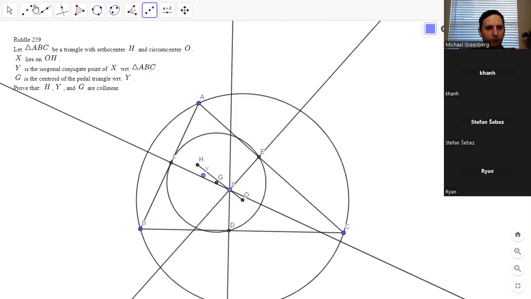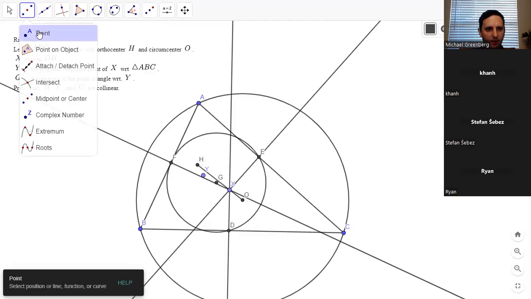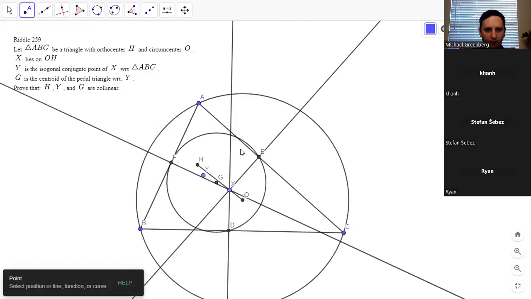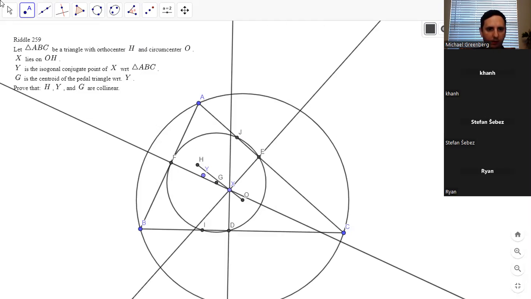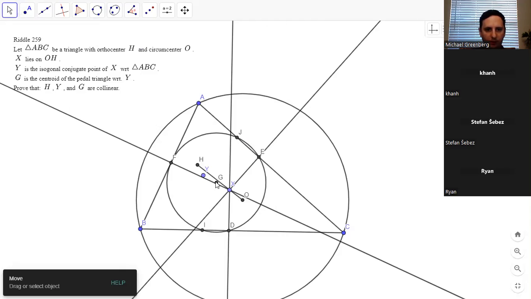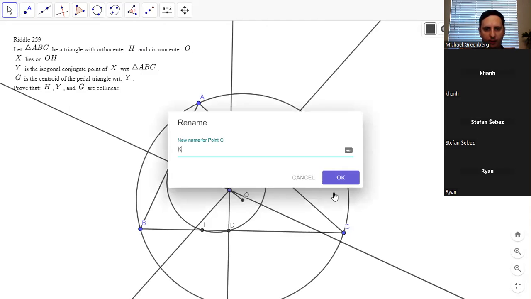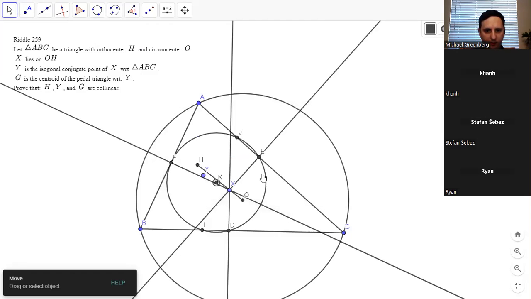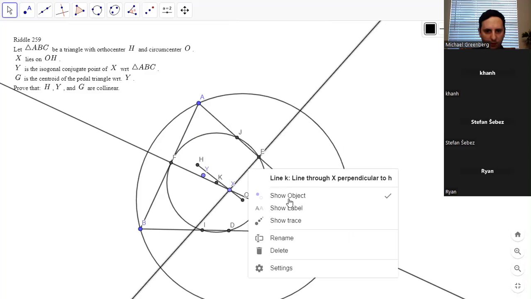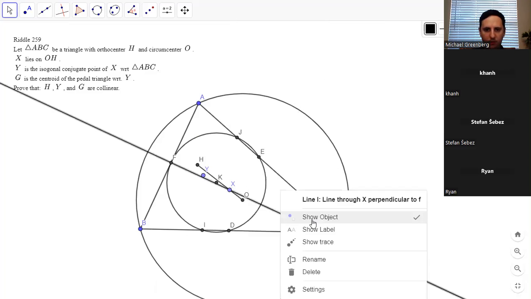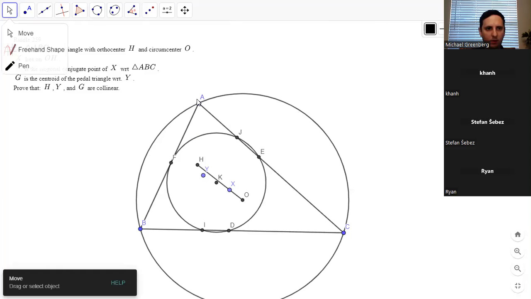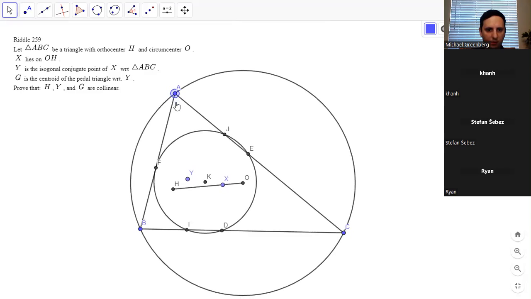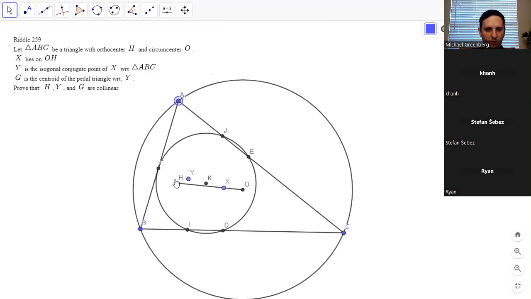We want to draw the pedal triangle of Y. And G is the centroid of that. So I'm going to rename this G as something else. Let's call it K. I'm going to hide these. Okay. And basically we draw the centroid. So G is the centroid of Fij.